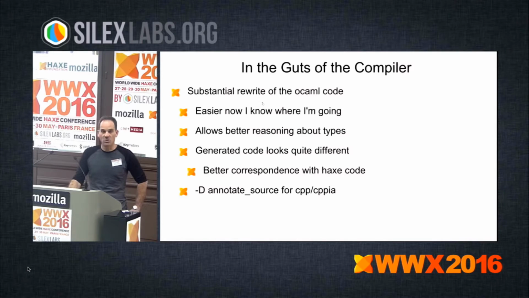Also, the generated code output looks quite a bit different now. I'm not sure if any of you have ever delved into the generated code, but I'm hoping for a much better correspondence with your Haxe code. So if you wanted to use a native debugger, it would be more viable or more interesting.